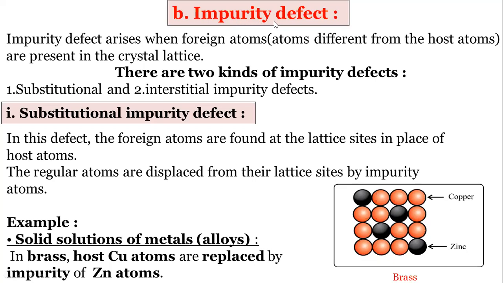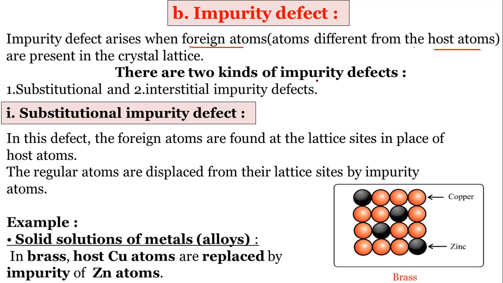So yesterday we discussed this impurity defect. This impurity defect arises when foreign atoms, meaning atoms different from the host atoms, are present in the crystal lattice. It is called an impurity defect.